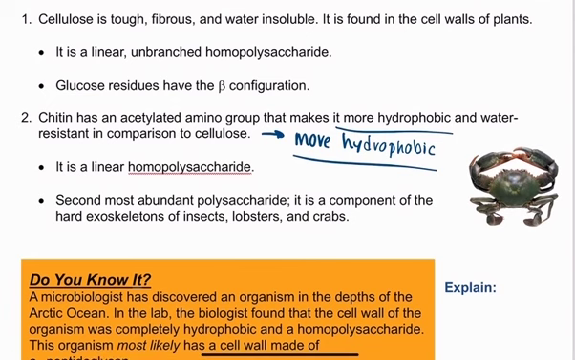And it is a linear homopolysaccharide as well. It is also the second most abundant homopolysaccharide. It is a component of the hard exoskeletons of insects, lobsters, and crabs. It would make sense why they would be hydrophobic. You would not want water permeating the crab.